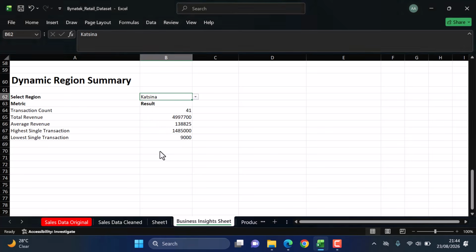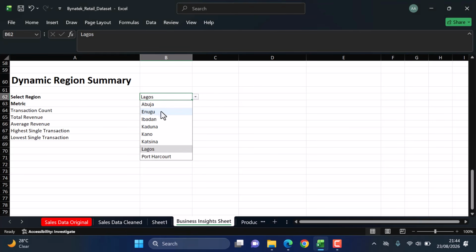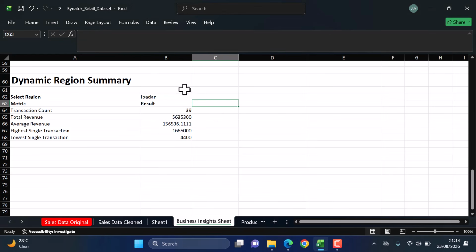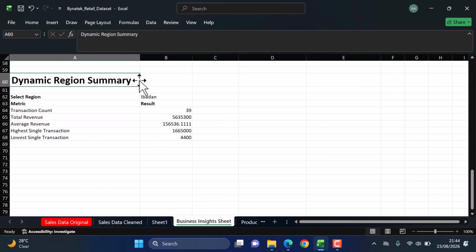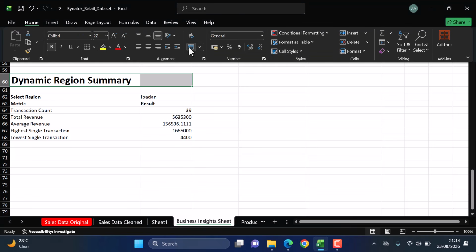How do you make dynamic summaries? Instead of filtering for each state, you can just use a dynamic summary and then use a drop down to select what you want, and you're fine. So that's that. Any questions so far?